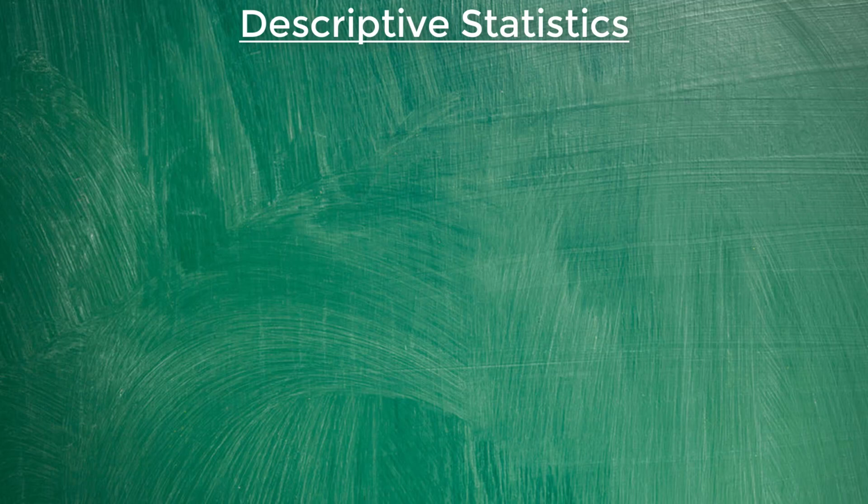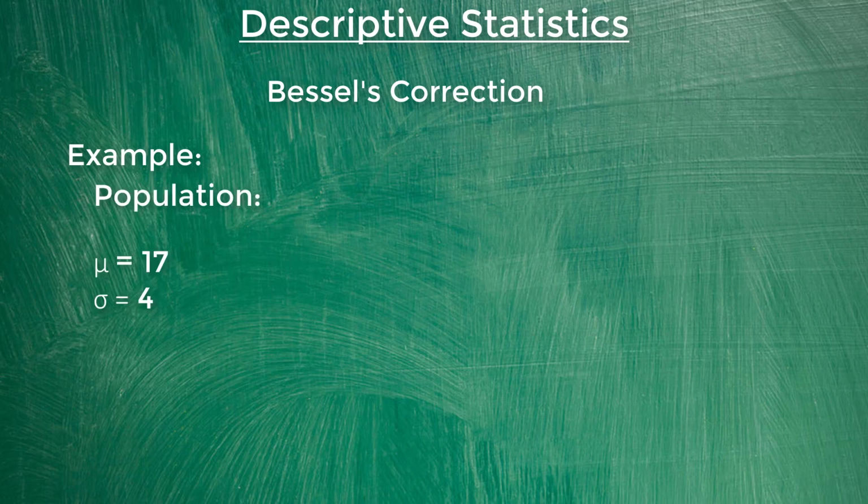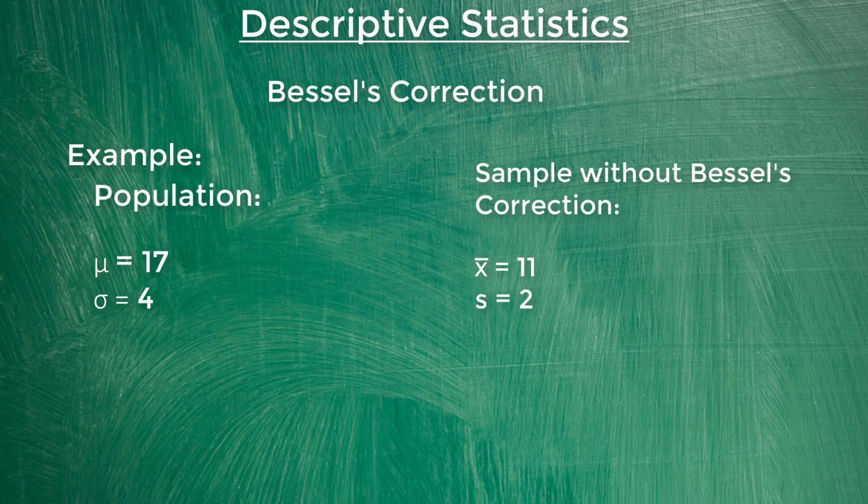In this video, we are going to learn what is the need of Bessel's correction. Let's take an example of calculating mean and standard deviation from a population. Then select a sample out of it and calculate the mean and sample's standard deviation for it.